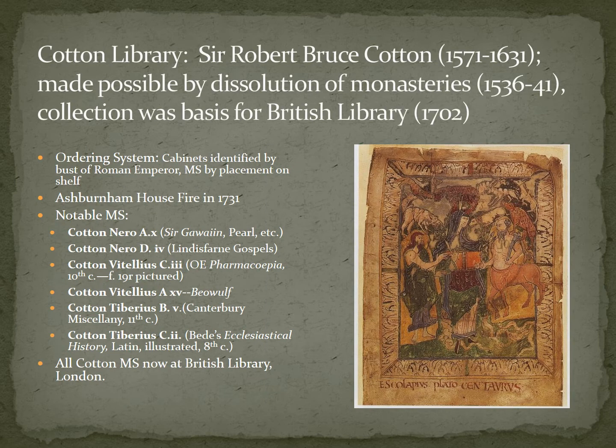One early collector of Anglo-Saxon manuscripts was Sir Robert Bruce Cotton, who acquired several manuscripts newly available after King Henry VIII, he of the Five Wives, dissolved all Catholic monasteries across England between 1536 and 1541 in response to the Church's refusal to grant him the power to divorce. Cotton had his own filing system, a series of bookshelves in a circle, each topped with the bust of a Roman emperor.